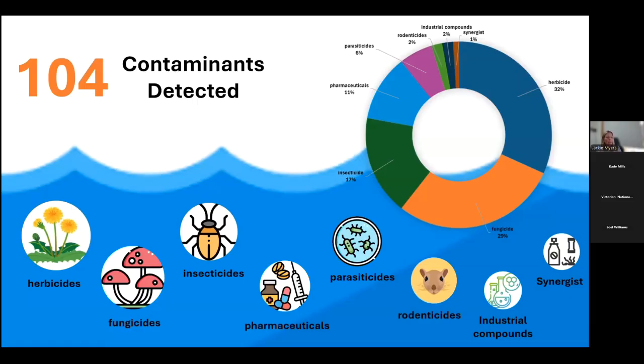The detected contaminants were grouped into a range of categories, which are shown down below there. What we found was that pesticides were the most prevalent of the chemical contaminants that we detected. They made up 86% of all detections, with herbicides being the most common, followed by fungicides and insecticides. But we also detected some pharmaceuticals, industrial compounds, and some synergists, which are things that work with other chemicals.